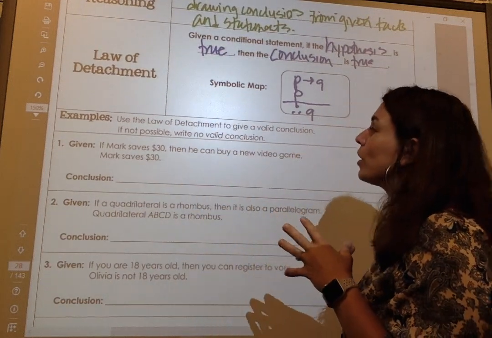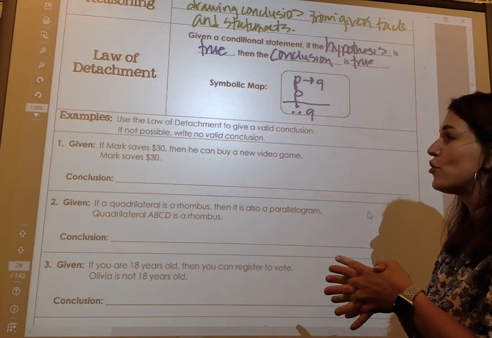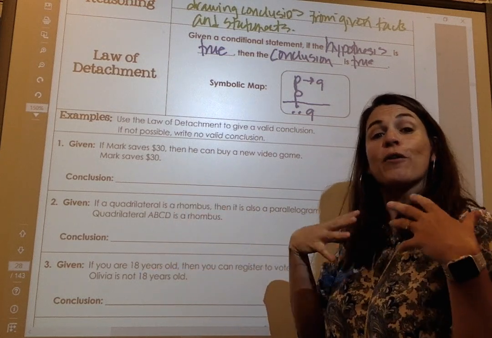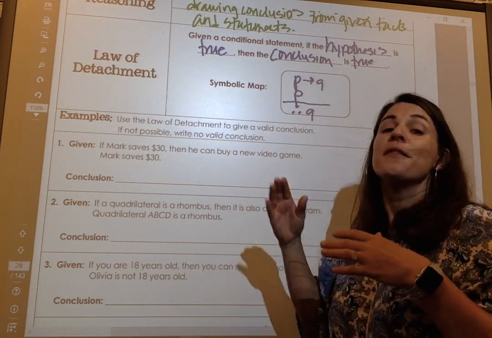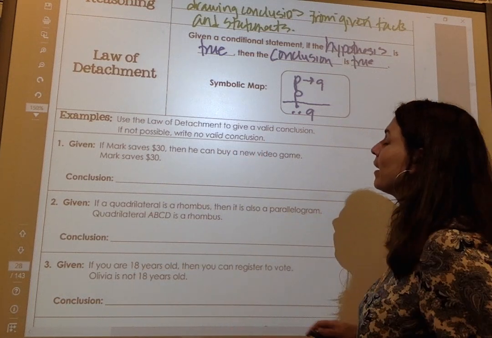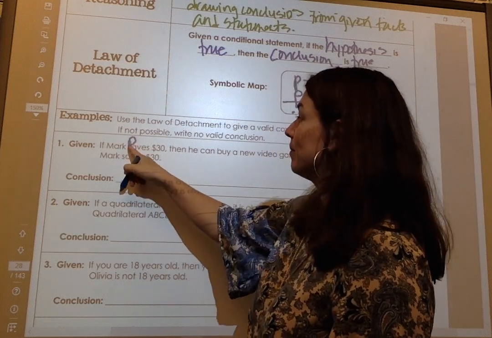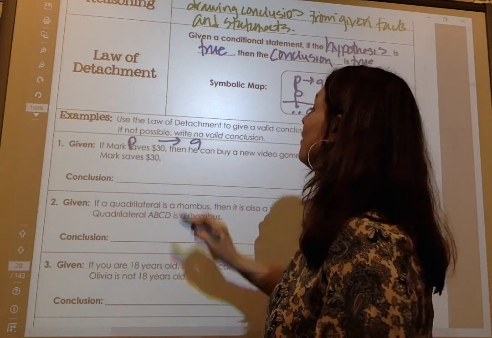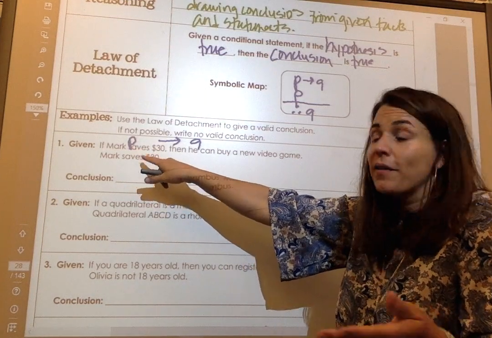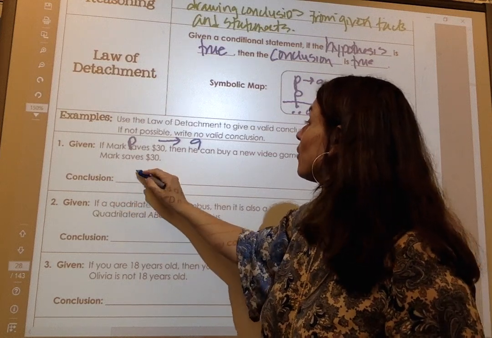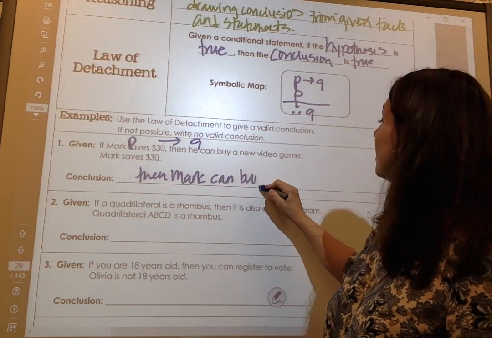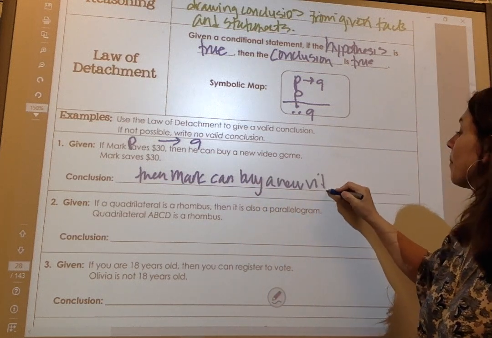For these, we're going to use the law of detachment to give a valid conclusion. If it's not possible, no valid conclusion. So keep in mind, if P, then Q. So if our hypothesis is given to us, then it's going to be true. So if Mark saves $30, then he can buy a new video game. So here's P. If Mark saves $30, then the conclusion, then he can buy a new video game. Mark saves $30. That's our hypothesis. So if Mark saves $30, then Mark can buy a new video game.